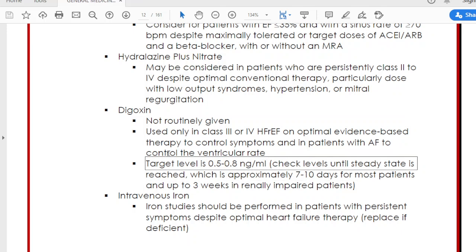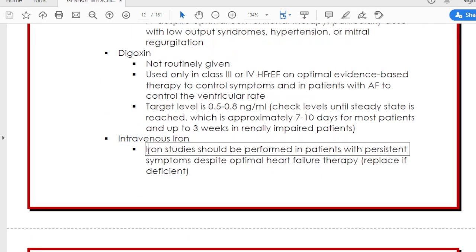Target level is 0.5 to 0.8 ng/ml. Check levels until steady state is reached, which is approximately 7 to 10 days for most patients, and up to 3 weeks in renally impaired patients. Intravenous iron. Iron studies should be performed in patients with persistent symptoms despite optimal heart failure therapy, to identify those who are deficient.